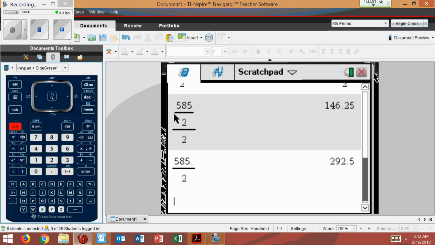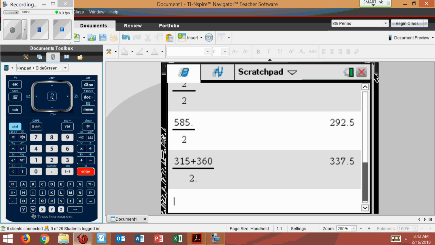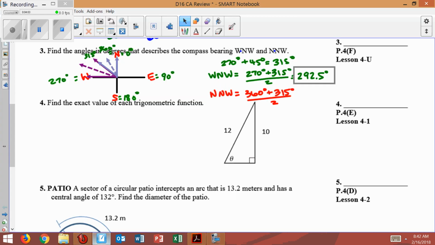So I'm going to add those together in the calculator and divide by 2. Let's see if I can get it right the first time here. So we take the 315 and add it to 360. Doesn't matter the order on these two. They're adding, so they're going to give the same value either way. I'm going to divide that by 2, and I'll put the decimal just so it has that good answer. It's 337.5. 337.5 degrees. This would be my value that represents north, northwest.